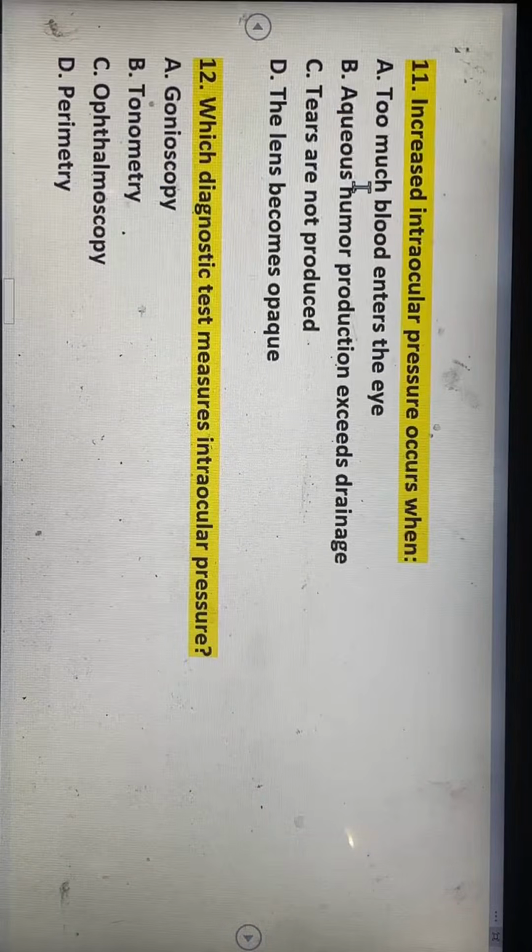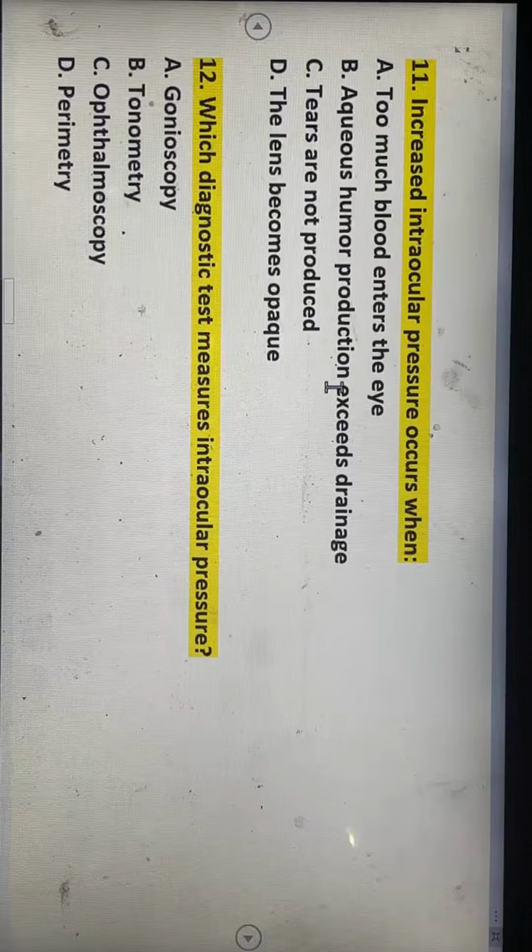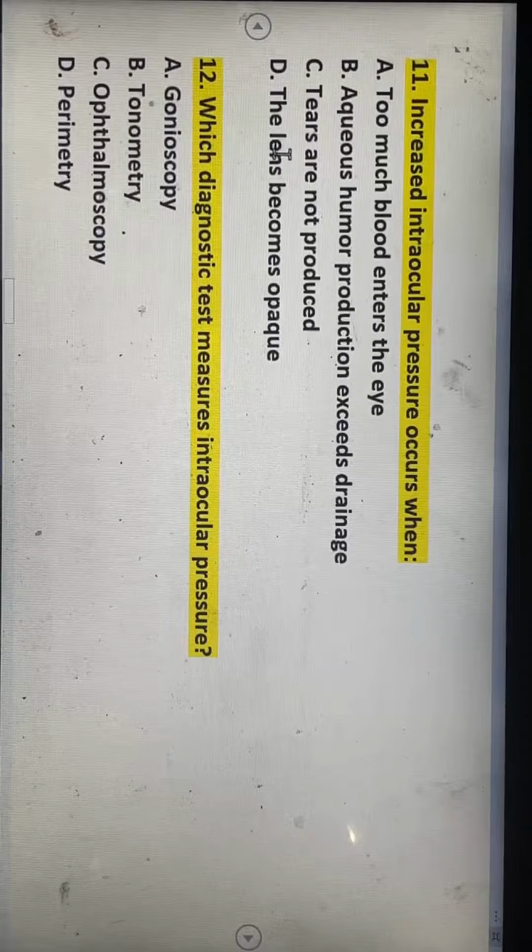Number 11. Increased intraocular pressure occurs when there is: A, too much blood entering the eye; B, aqueous humor production exceeds drainage; C, tears are not produced; D, the lens becomes opaque. Very correct. The students here are really impressive.